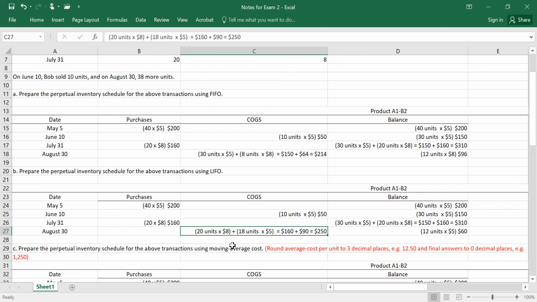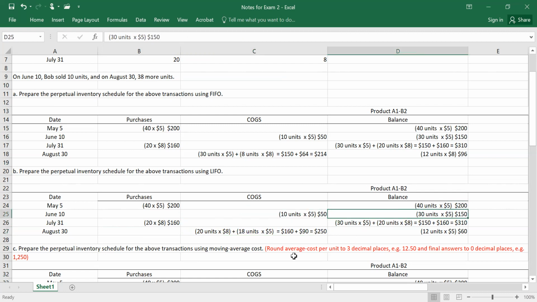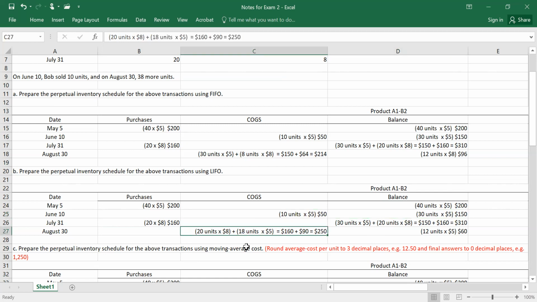Well, what's left? What's really left is out of this first bushel, right? And if you look at it, originally we had 40 units. Then we sold 10 of those, which left us 30 units. Here we sold 18 of those. Well, 30 minus 18 is 12. So we now have 12 units left of that original purchase on May 5th.